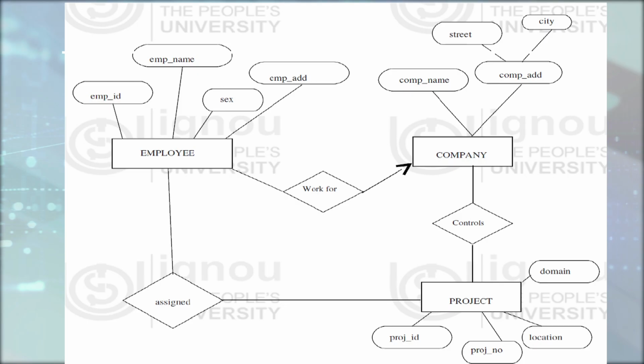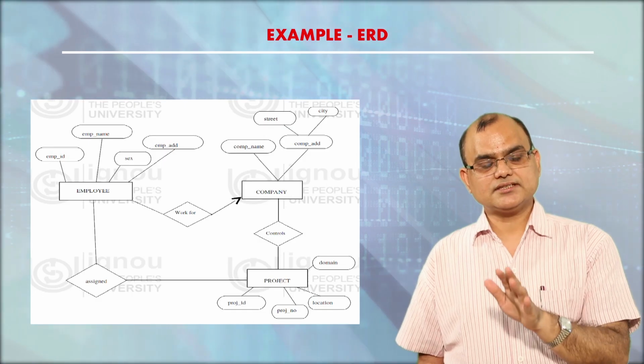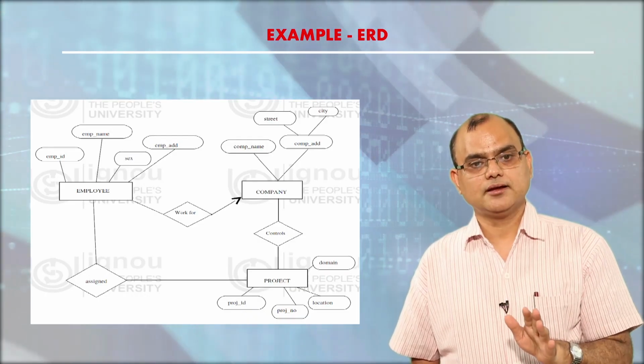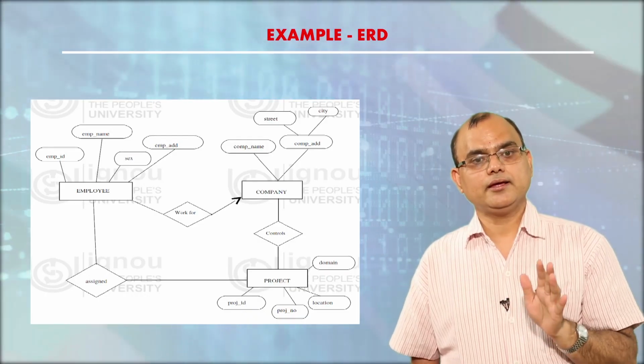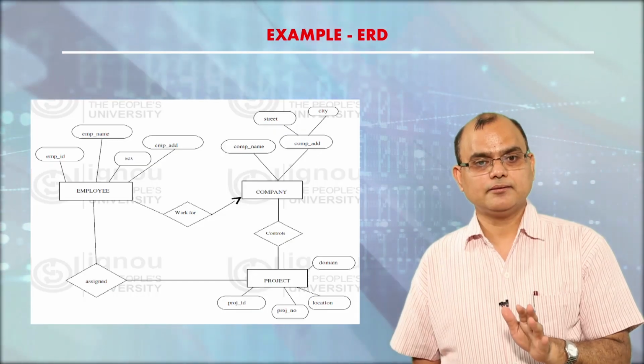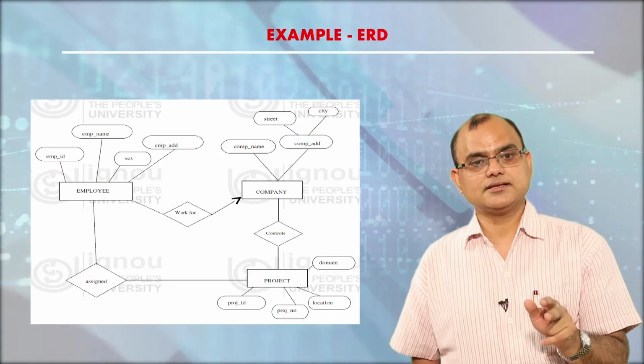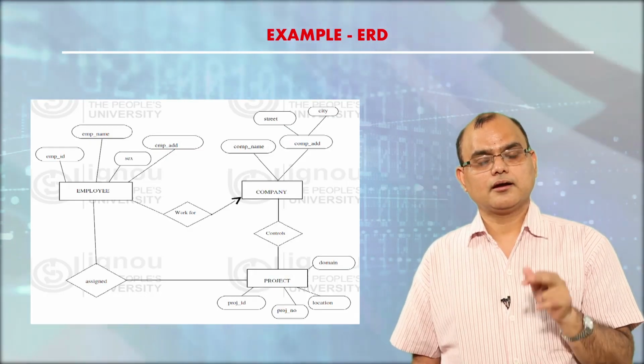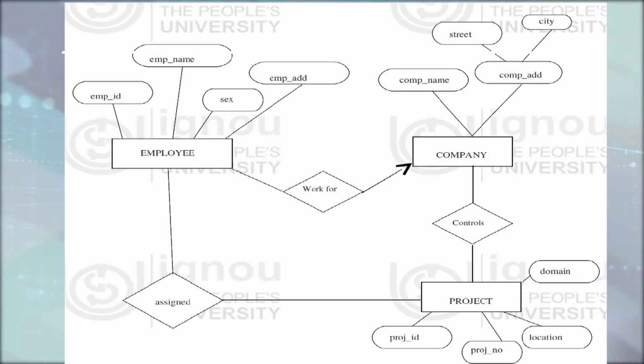Similarly, company conducts projects, and what is the relationship between the projects and the employee? Projects are assigned to employees. So, this is the basic relationship between the entities. In this system we are having three entities: company, employee and project, and three relationships: works for is a relationship between the employee and the company, conducts is a relationship between the company and the project, and assigned is a relationship between the employee and project.